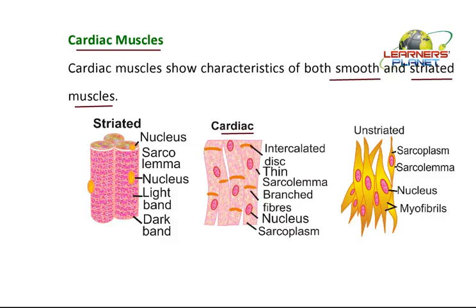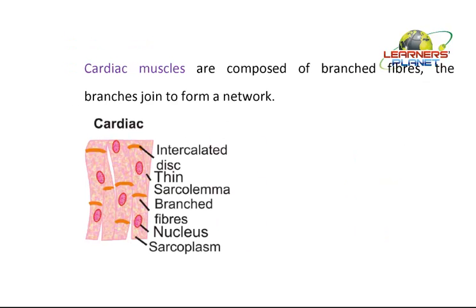Now let us study individually about the cardiac muscles. So we said that cardiac muscles are composed of branched fibers. Now these branched fibers were not present in the case of striated muscles. In this case, although they are branched, these branches are joined together and form a sort of network. Network of what? Network of the cardiac muscles, that means the muscles which are present in the heart.